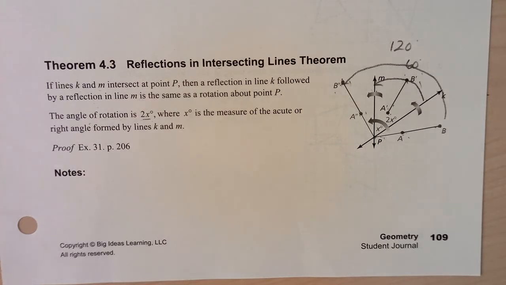It's not always going to be 60 degrees. Say it was 45 degrees, which is the angle between the two intersecting lines. Then the angle of rotation about the point of intersection, in this case point P, would be twice that, or 90 degrees.